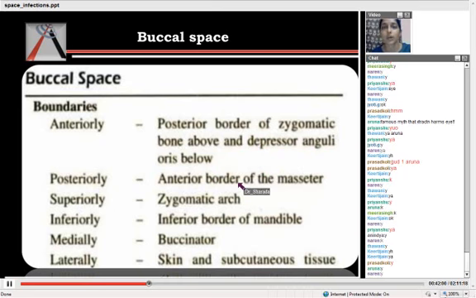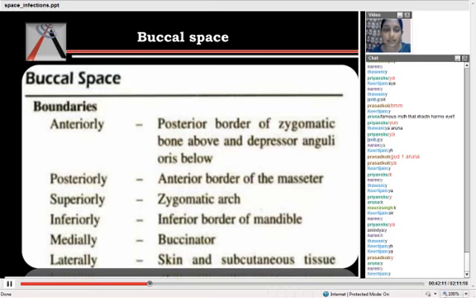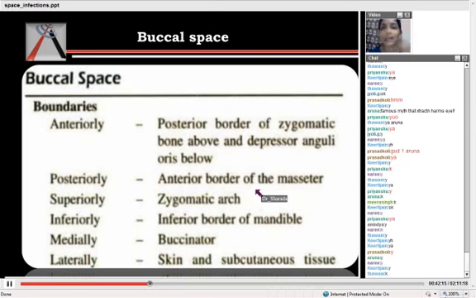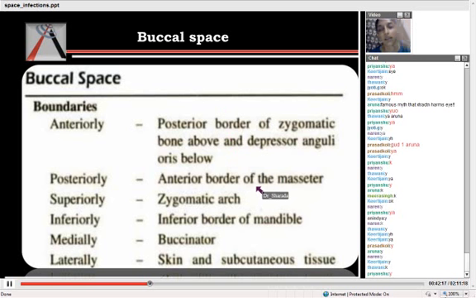Posteriorly, anterior border of the masseter. So it's limited. Where your buccinator muscle ends, your buccal space ends. Masseter becomes the masseteric space. So that's easy, right? Superiorly, it's going to be the zygomatic arch. Inferiorly, the inferior border of the mandible, because it's going to go through and through.